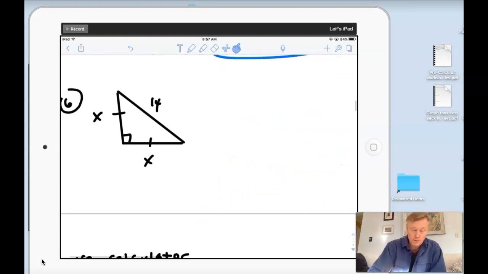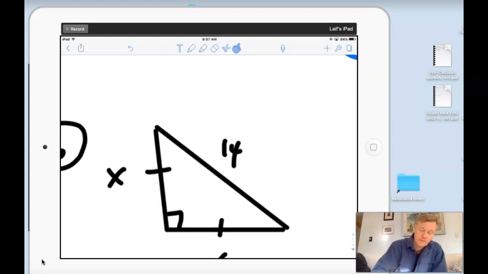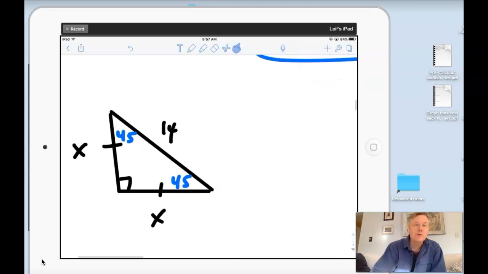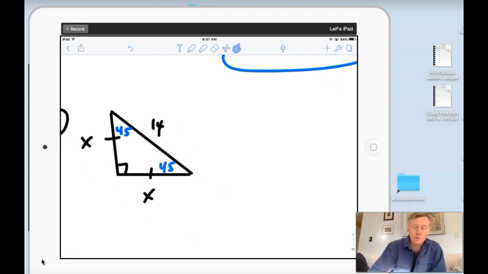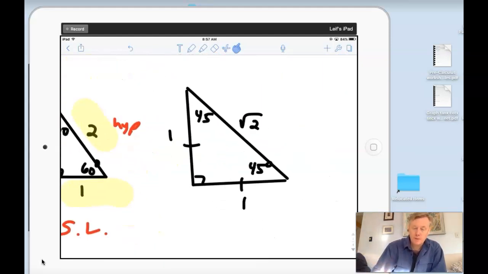Anyway. And last but not least, this one's a 45, 45, 90. In case you forgot, anytime you see an isosceles right triangle, that's automatically a 45, 45, 90. The base angles of an isosceles triangle are congruent. Therefore, those both have to be 45 degrees. Okay? So, going back to that original triangle up here, you're always multiplying by the square root of 2.